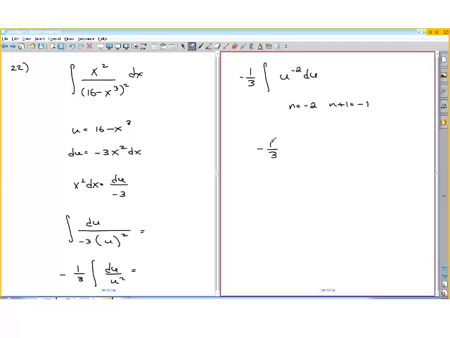So when we integrate that, we get u to the negative 1 power divided by negative 1 plus our arbitrary constant c. Negative times a negative is a positive, so we get 1/3. And we can move that down to the denominator. So u to the minus 1 power is the same as 1 over u. C just is hanging around there. And then we can make the substitution back in. So u is equal to 16 minus x cubed. That's our answer.